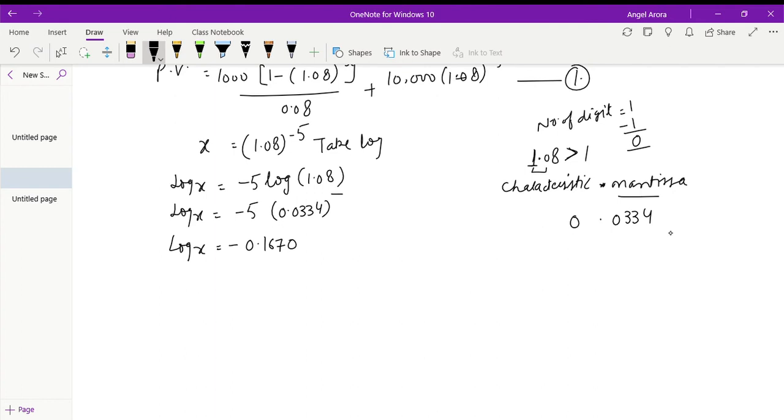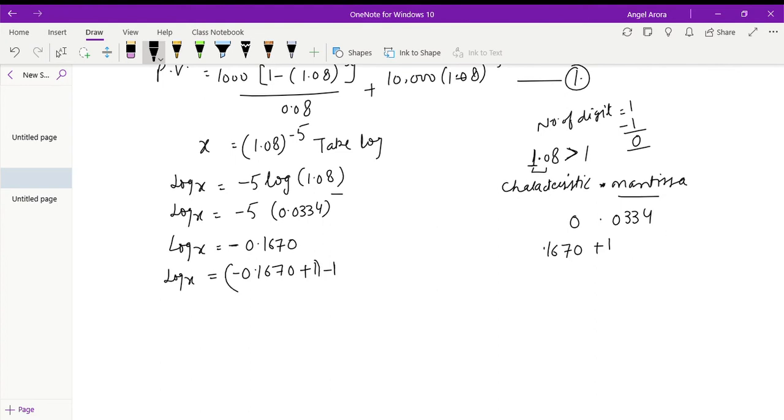But we know that mantissa part cannot be negative. It has to be positive. So to make it positive, we have to take integer value more than this. Just greater than this, integer value will be plus 1. Okay, so log x, we have to add plus 1 and minus 1. It doesn't matter if we add 0 to any value because it will be the same. So plus 1 minus 1 is equal to 0. So plus 1 will be added.